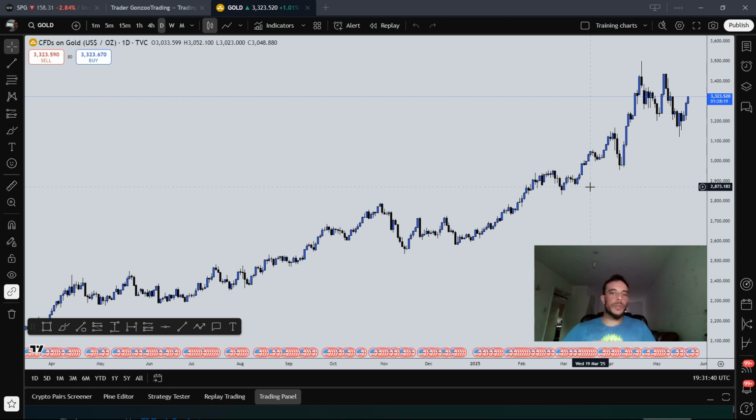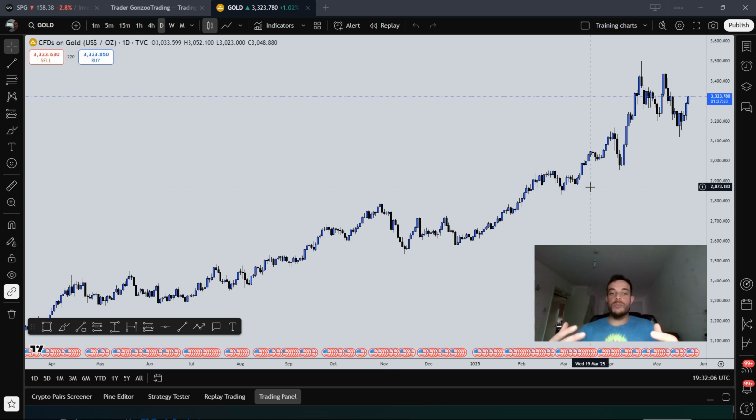And today we are going to be talking about market volatility, what it really means, how it affects price movement, and why it matters for traders like us. So, market volatility basically refers to how aggressively or unpredictably the price moves on a given asset over a certain period of time.